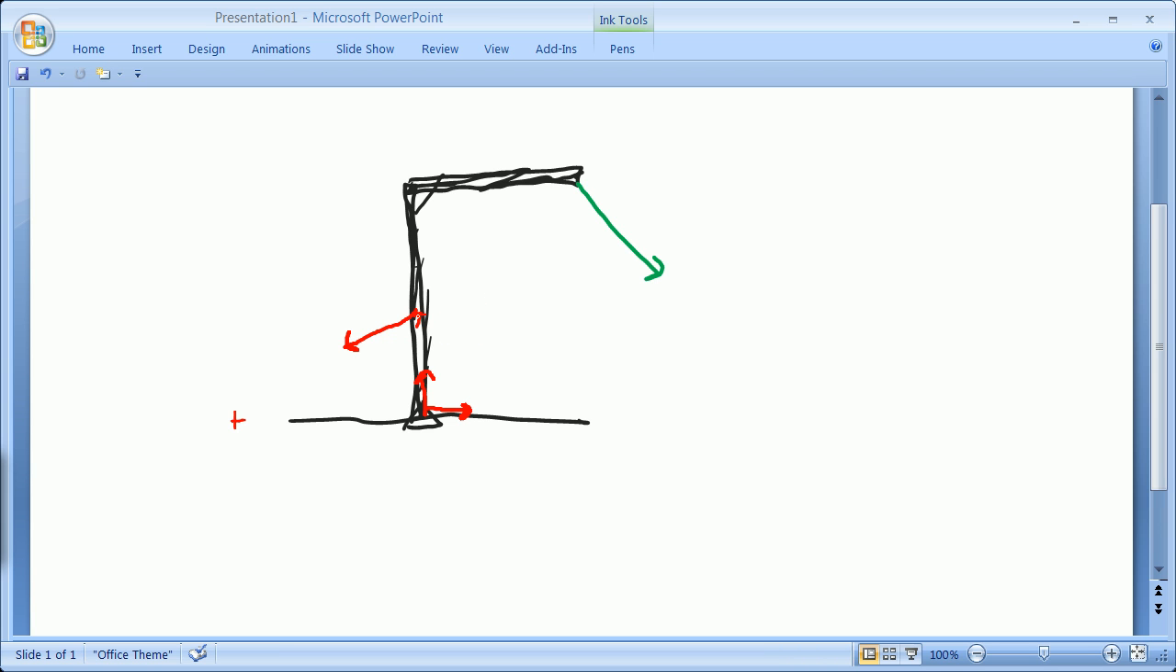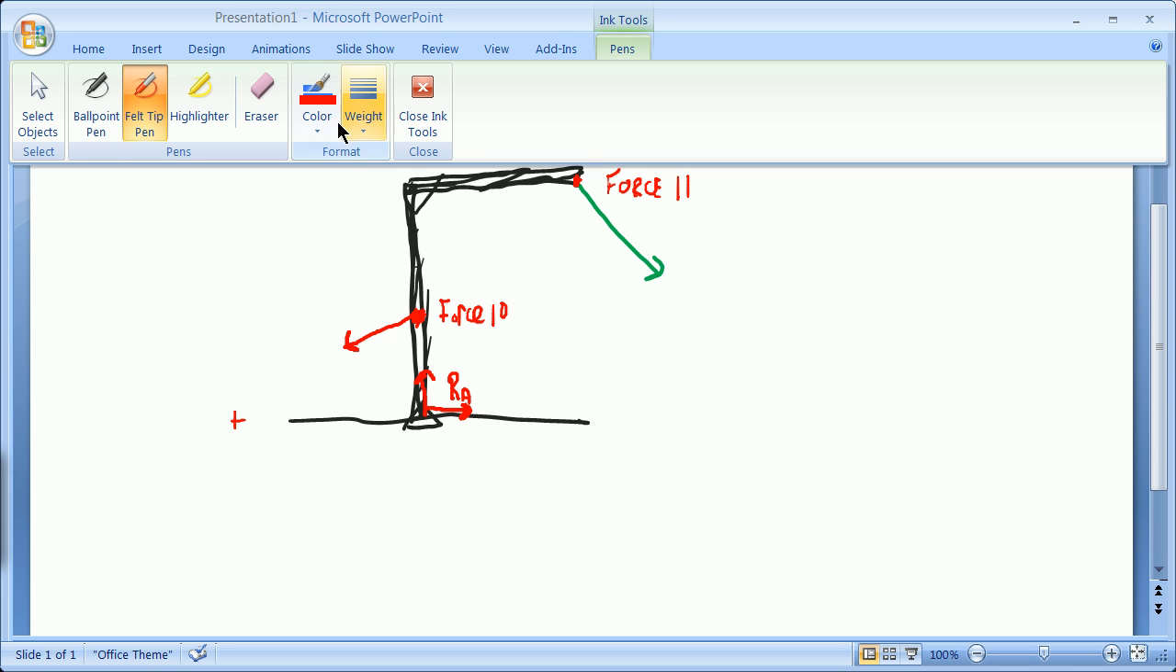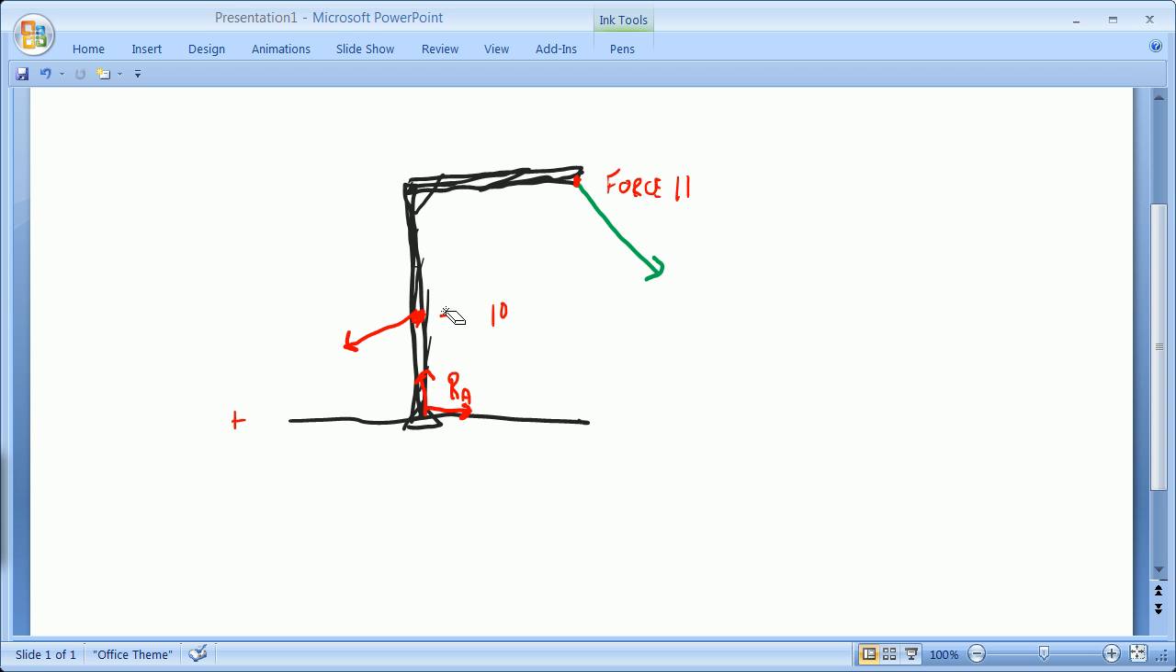And of course, you can then describe these points here as, if you call this force 1, we're going to call this reaction at A. We'll call this force 10, since we're doing a lot of these in CAD anyway, and we're starting counting at 10, and force 11. Of course, force 10 is really not a force, it's a reaction. So this becomes a reaction at B. Now, reaction at B has a known direction.